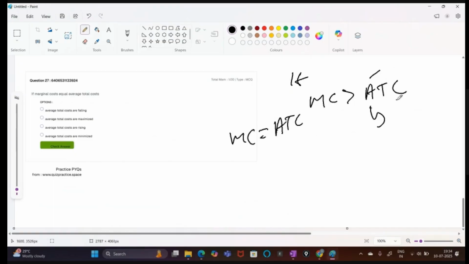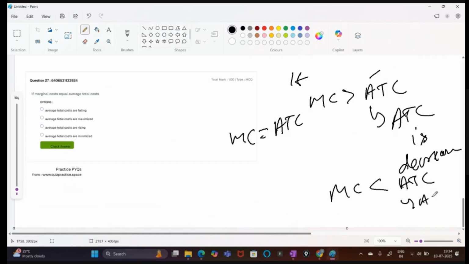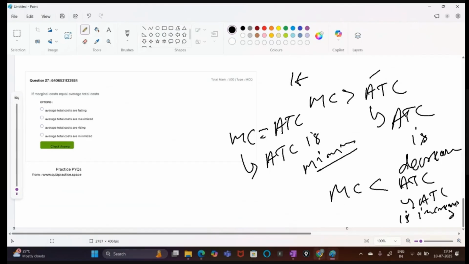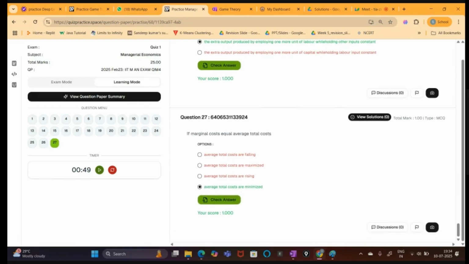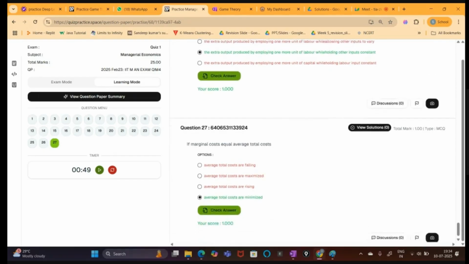If MC is greater than ATC, then ATC is increasing, right? Just remember it. If MC is less than ATC, then ATC is decreasing. If MC is equal to ATC, then it means that ATC is at the minimum, right? So in this question, what could be the answer? The last one should be right. Yeah, so the last option is correct.